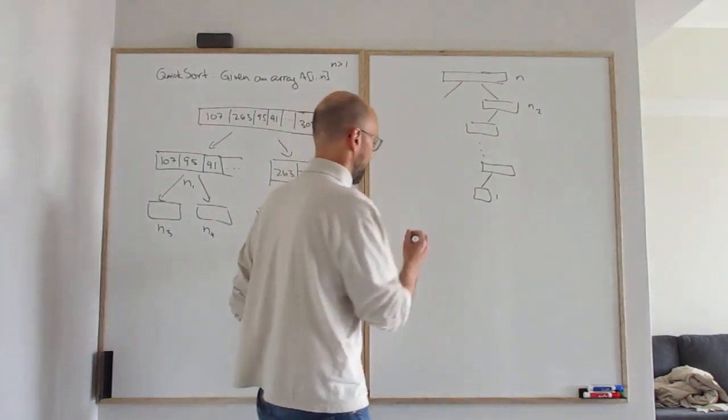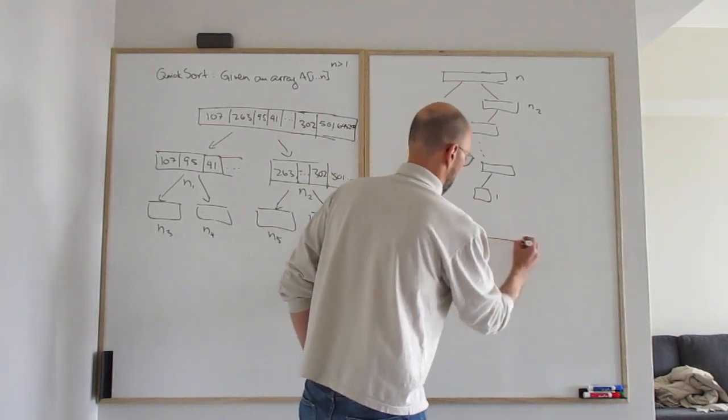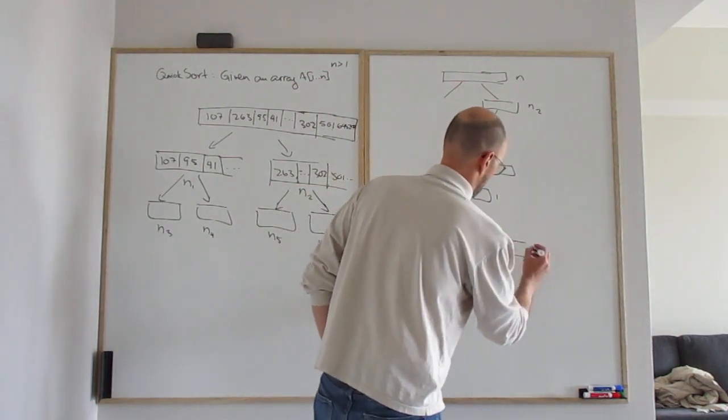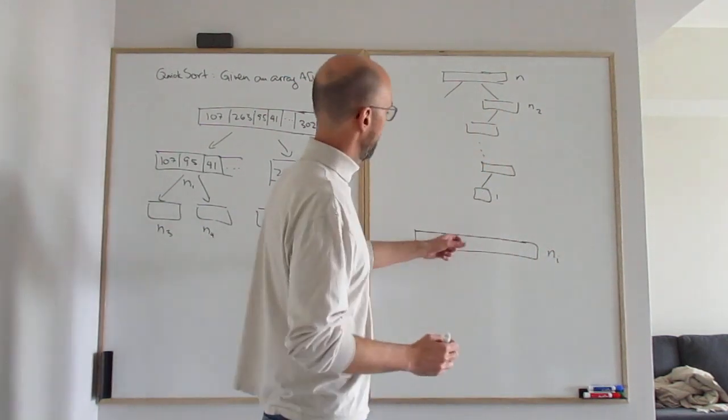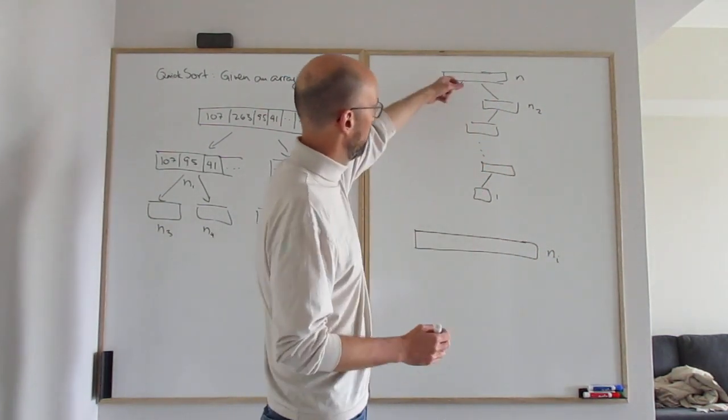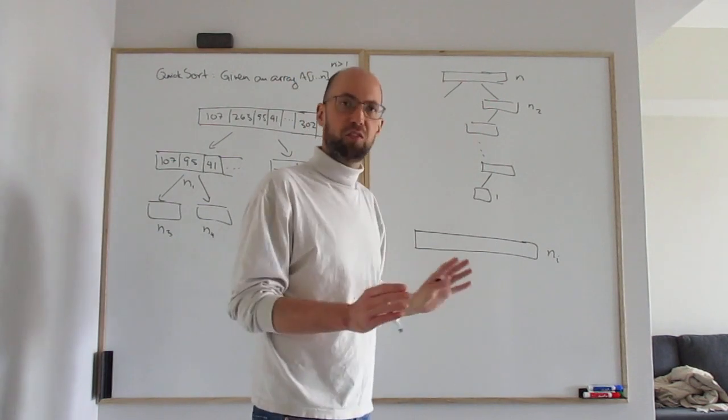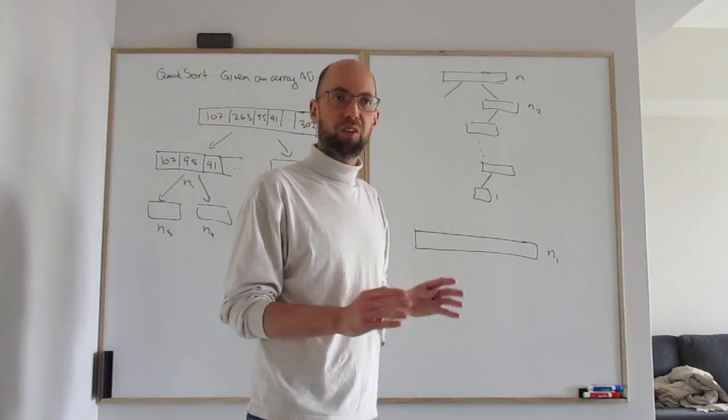So what's going to happen is if I have the array, which is going to be of length n_i, ignore the fact that my array here seems to be bigger than my array here. We don't care.